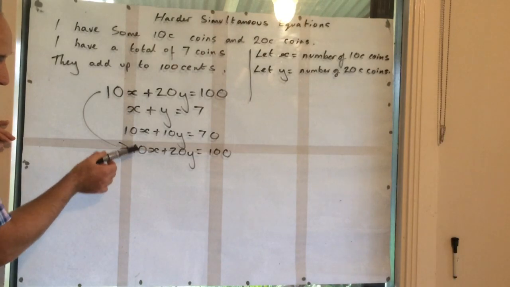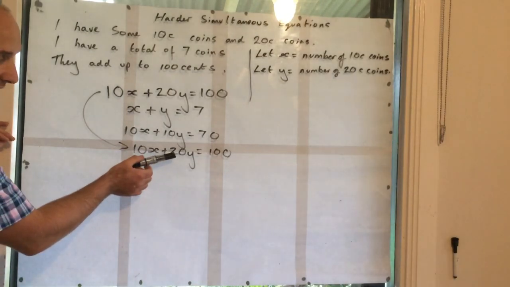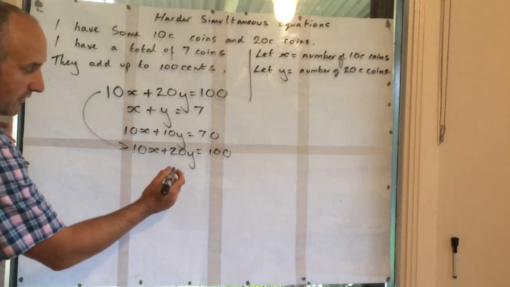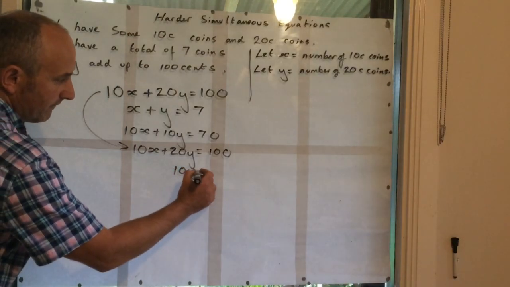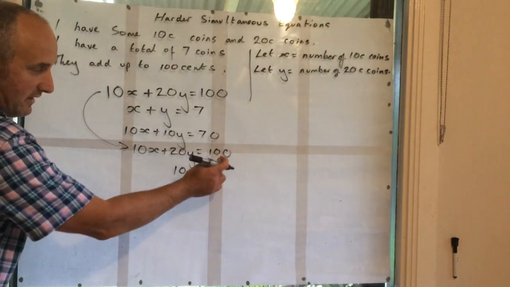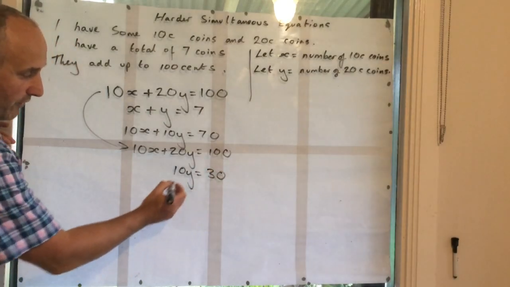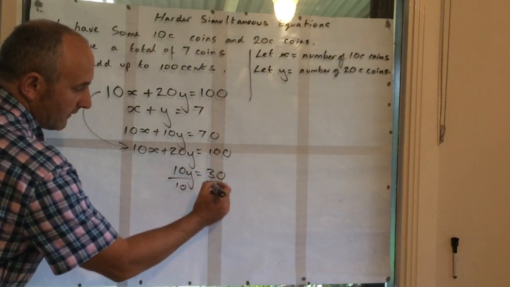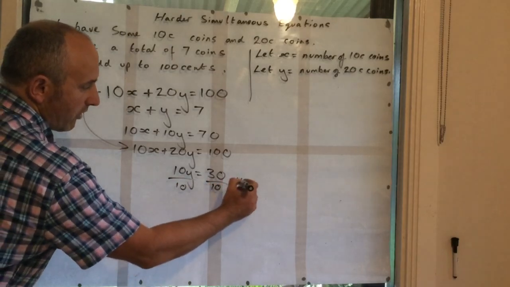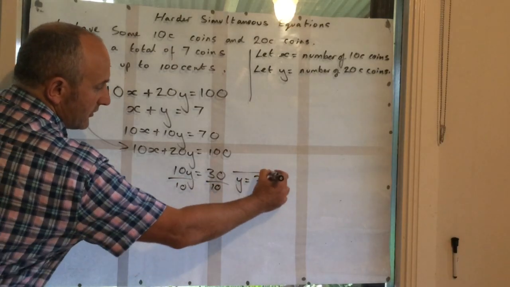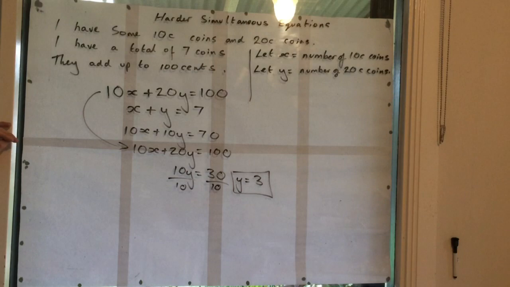So when I subtract these, they cancel out. When I subtract these, that's going to give me 10y. Subtract these, 100 minus 70 is 30. Divide both sides by 10. So y is 3. So what this means is I know that I've got 3 20-cent coins.